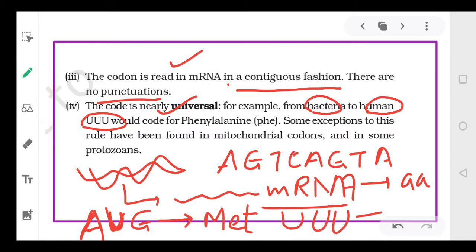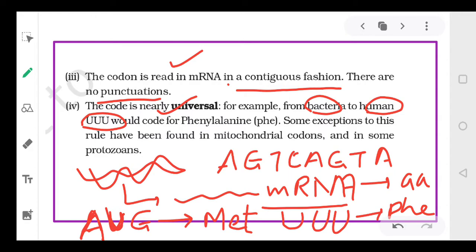Now this triple U will code for phenylalanine, right? So triple U will always code for phenylalanine, whether these three nitrogen bases are present in bacteria, in human beings, or anywhere else. AUG will always code for methionine, triple U will always code for phenylalanine. So that is why we say this code is universal. Okay, dear students, this code is universal.